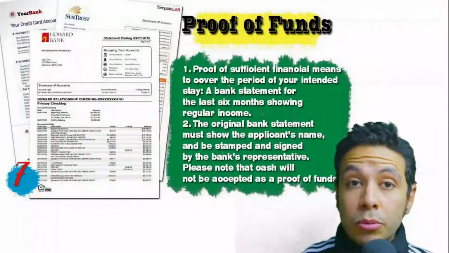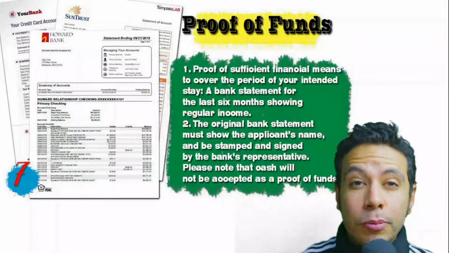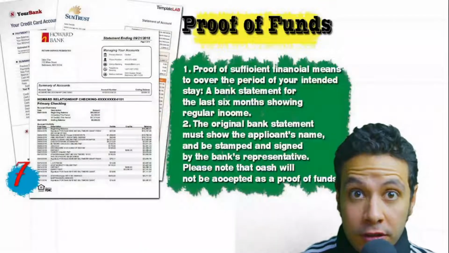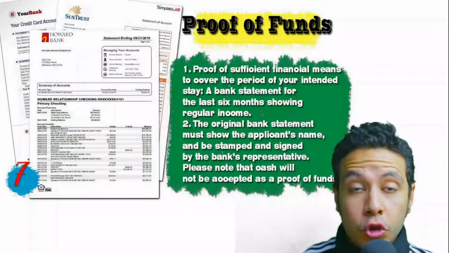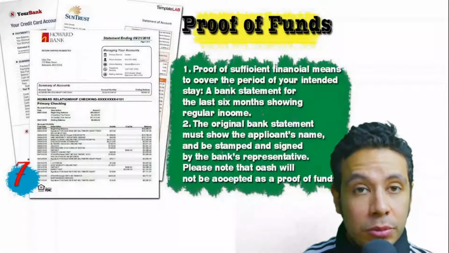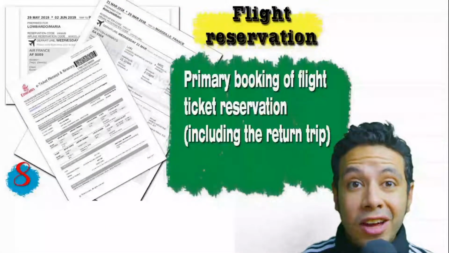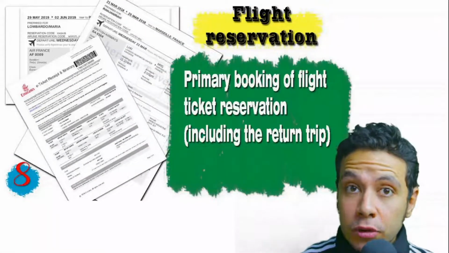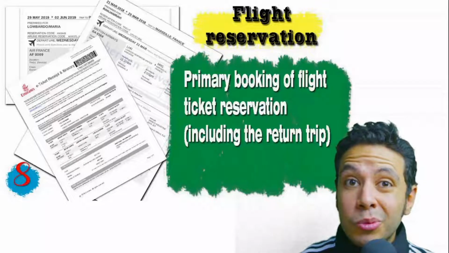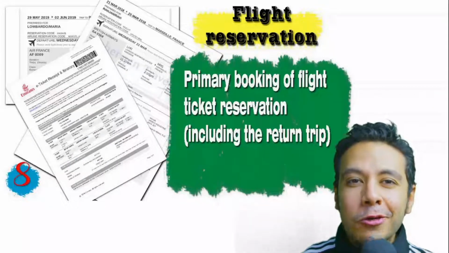You will also need to provide a proof of sufficient funds, which is a bank statement stating your balance for at least 6 months. The original bank statement must show your name and should be signed and stamped by the bank representatives. And remember that cash will not be accepted as proof of funds. You should also provide a flight reservation. It could be an initial booking, but in some minor cases, you will need to provide a confirmed booking. And remember that this flight reservation must include a return ticket.